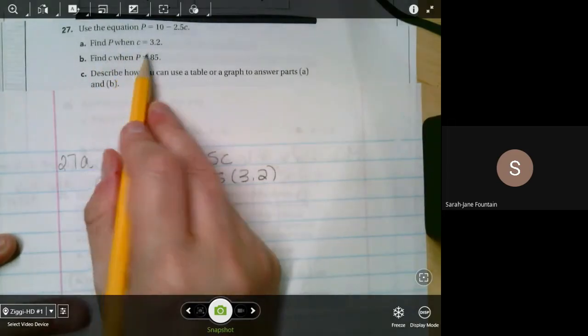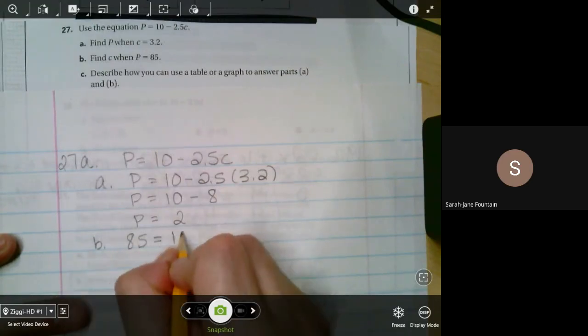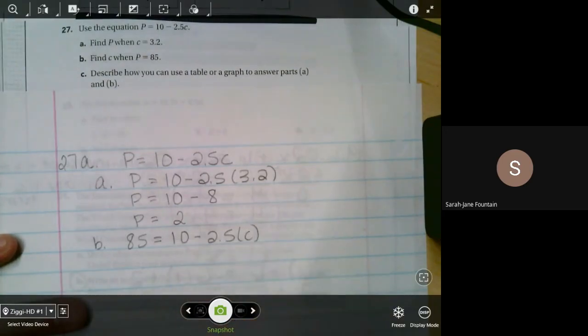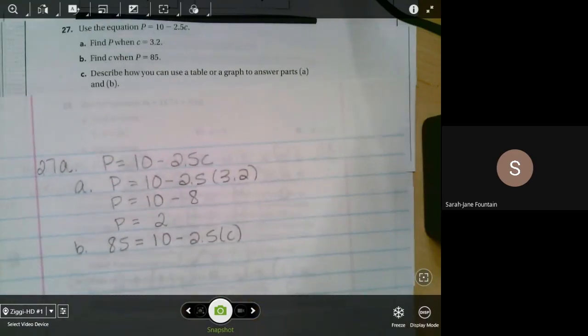So now what you're going to do for B, find C when P equals 85. So I have 85 equals 10 minus 2.5C. Now you're going to do the inverse to get rid of the 10. You're going to do the inverse of addition, which is subtraction. And then to get rid of the negative 2.5 and get C by itself, you're going to divide by negative 2.5. And then the answer to 27C is kind of the same thing that we already did for 1A and B.